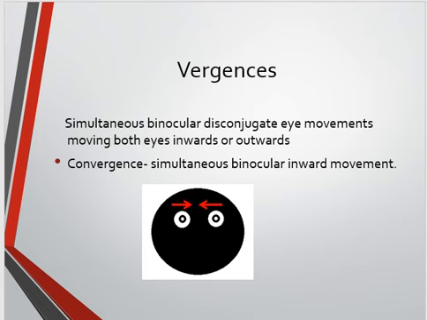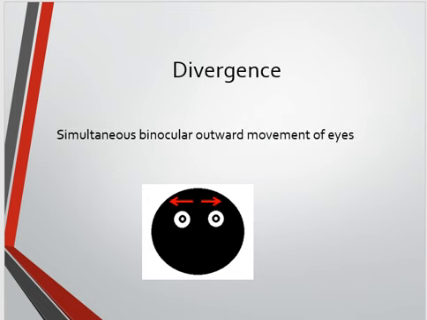Whereas if both the eyes are moving towards each other, that is they are moving towards the nose, that is called convergence, that is binocular simultaneous inward movement of the eyes, as you can see in the picture. Divergence is simultaneous binocular outward movement of both the eyes. As you can see in the picture, both the eyes are moving outwards.